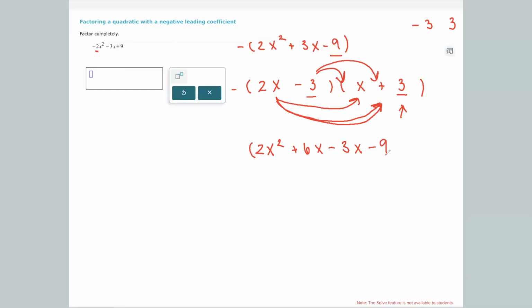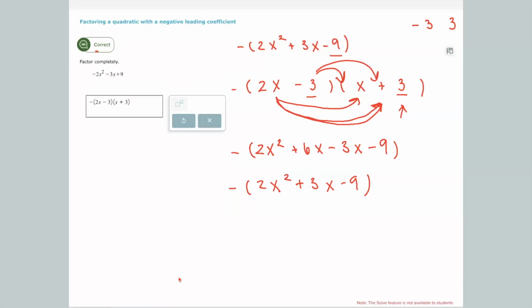If we simplify this, so I'm just putting the negative from our first thing that we factored out. Well, this is 2x squared. This is just checking our work. 6x minus 3x is plus 3x minus 9. That's exactly what we wanted to factor. So let's type in our answer. Let's see. So we're going to have a negative, and then we're going to do 2x minus 3 times x plus 3, and we'll check.